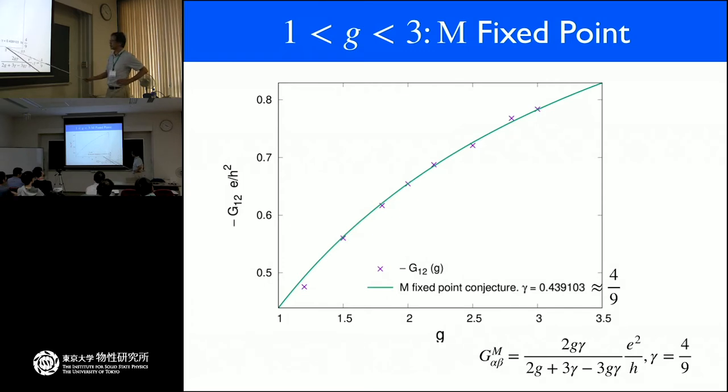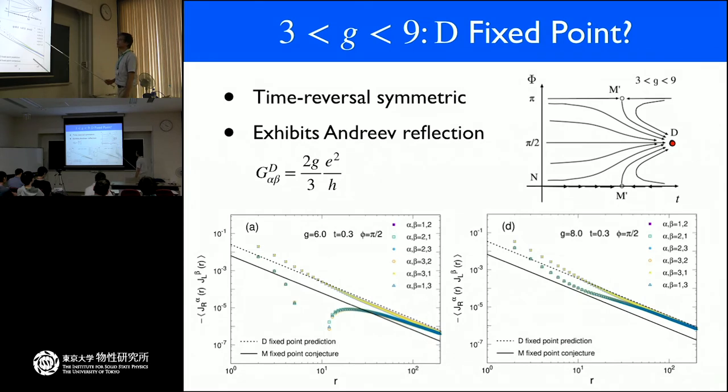Okay? With this fit, and this is very close to 4/9. So this is very clear evidence that the prediction by the field theory, this fixed point, doesn't exist. The next few slides will show things that, at least in our simulation, don't quite agree with the prediction, but maybe the length scale needs to be large to really observe this behavior.